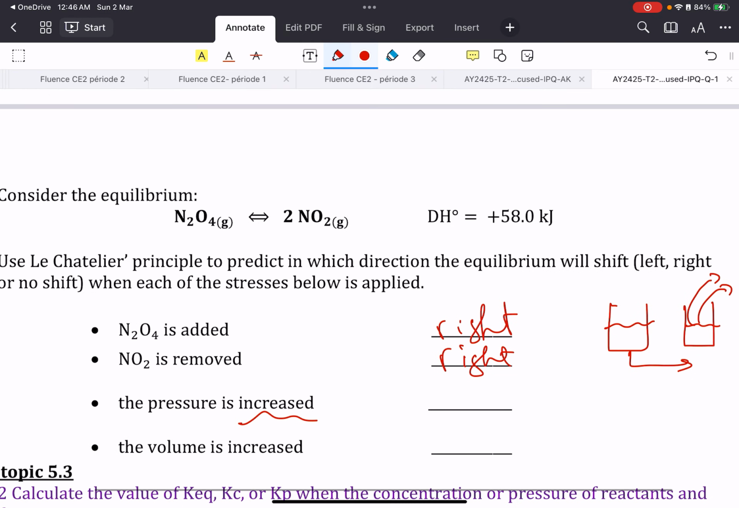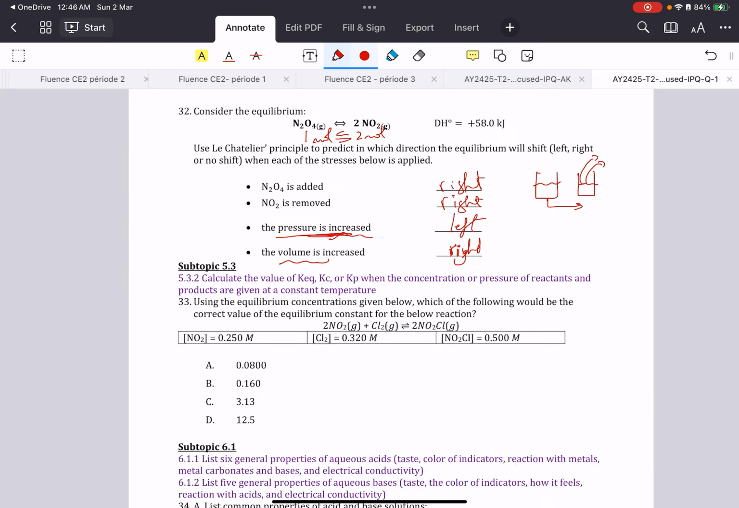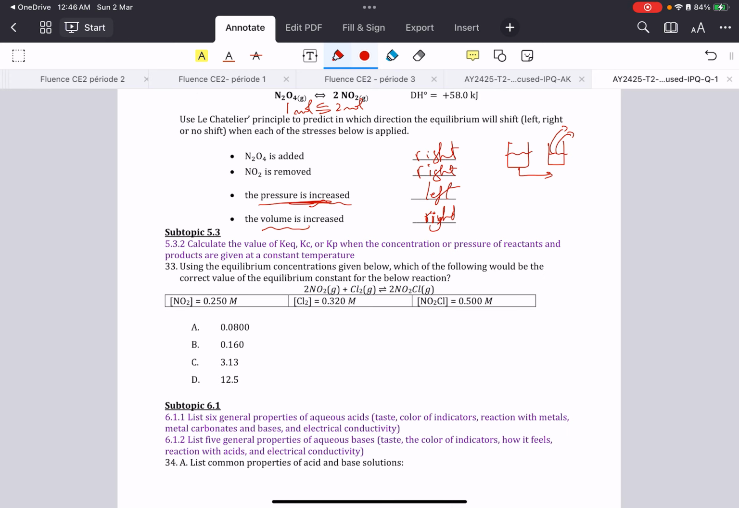Pressure is increased, so I need to count 1 versus 2 moles. If pressure increased, equilibrium will go towards the side that has fewer molecules of gas, which is to the left. And volume increased, meaning pressure decreased. If pressure increased, equilibrium went to the left. Therefore, if pressure decreased, it is going to the right. You already have the result of this one.